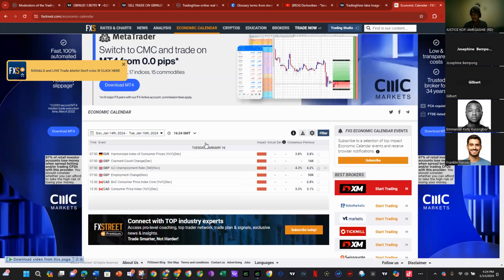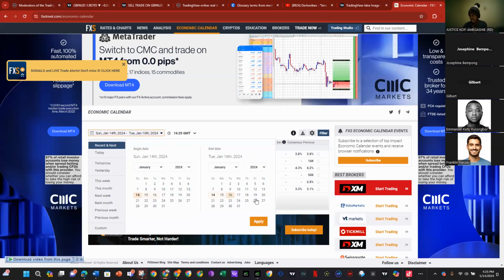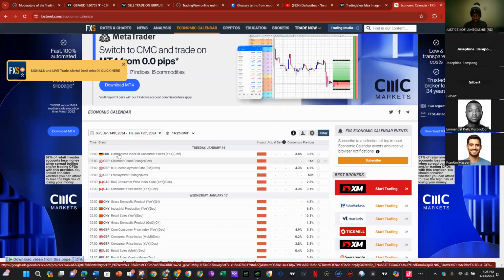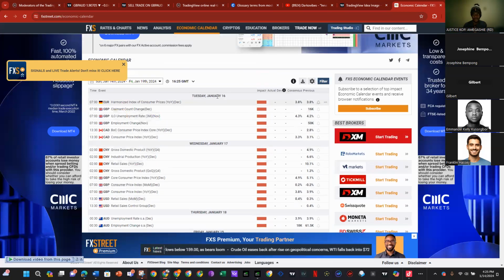So after applying the filter, these are news from January 14th to Tuesday 16th. So I can change it to the end of the week, which is Friday 19th, and I'll apply. Now, it breaks it down for us on a weekly basis. So now we will see this horizontal harmonized index of consumer price, which we didn't talk about, so it's not very relevant to us. But the GDP, the British pound unemployment rate at 7 o'clock, is very important.